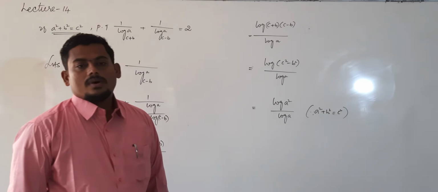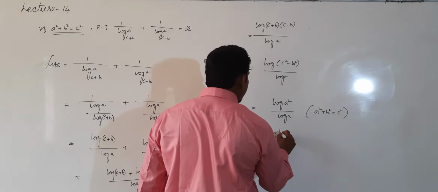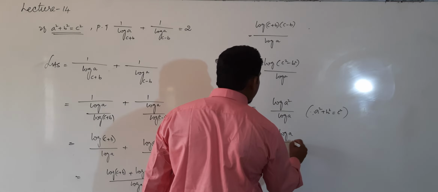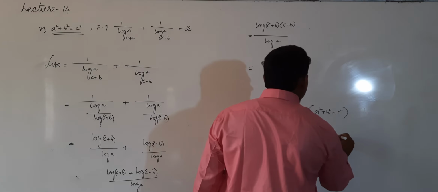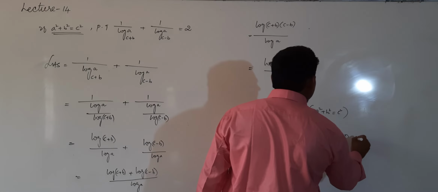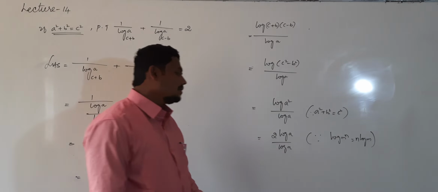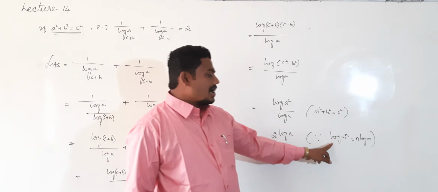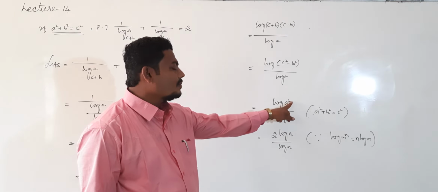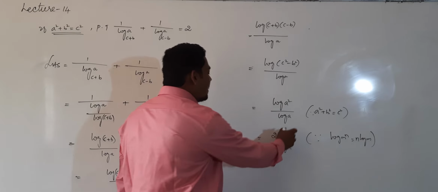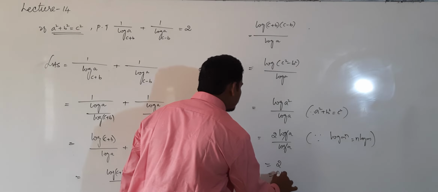Now log a square can be written as 2 times log a divided by log a, because log of m power n is nothing but n into log m. Now log a will be cancelled. We get 2, which is our RHS.